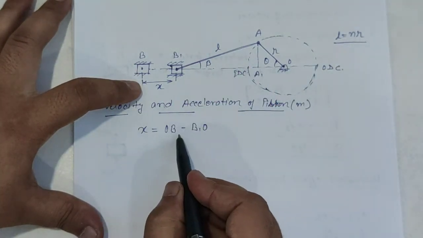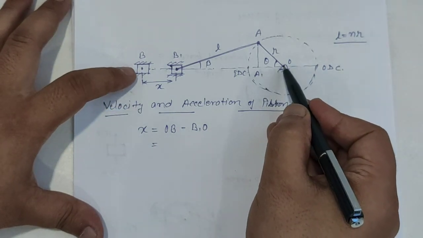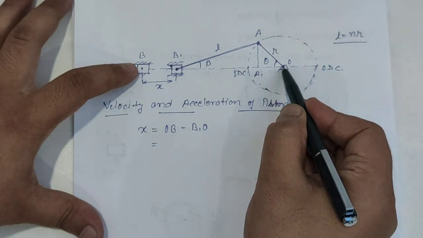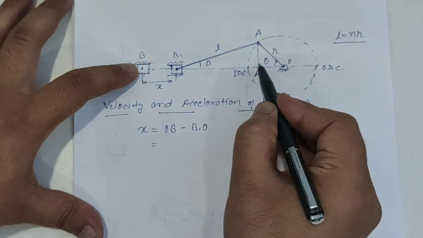So OB minus B1O. This OB will be equal to the distance from here to here. When theta is equal to 0, this is R plus L.